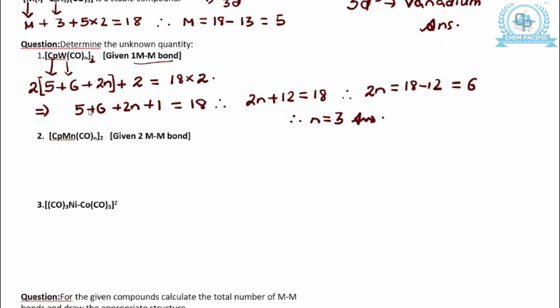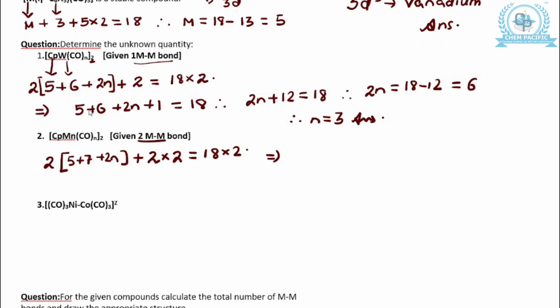Yahan pe kya diya hai? This is having 2 metal-metal bonds, right? So again, like same, जो इसके अंदर है उसके साथ मैं 2 मल्टीप्लाई कर रही हूँ, फिर Cp है तो 5 होगा, मैंगनीज है तो valence electron of manganese is 7 plus 2n, right? Plus it is having 2 metal metal bonds, you have to keep it in your mind. So don't forget this and don't miss it, 2 metal metal bonds and each metal metal bond is consisting of 2 electrons, and overall it is going to be 18 into 2.